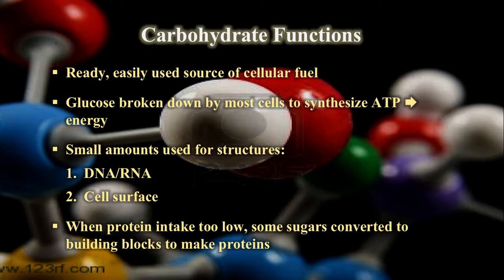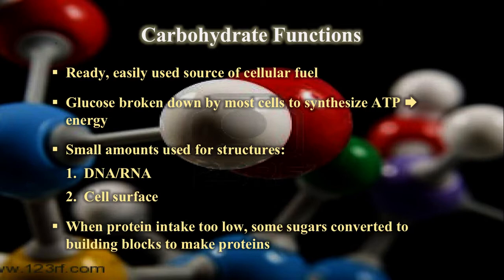But carbohydrates can also be used for structure. So in our body, DNA and RNA have that sugar phosphate backbone on either side of the DNA rung, or either side of the ladder. Okay, so that gives structure to DNA. So no carbohydrates, no DNA. Carbohydrates are also found on the surface of cells, to help other things know what that cell is.